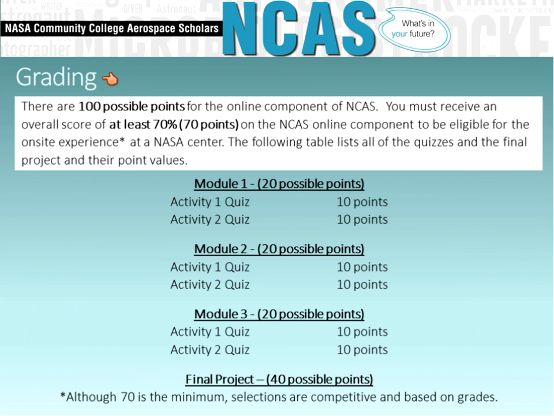Again, we talked about the grading, 100 possible points. 60 of them come from the 6 quizzes, and 40 come from the final project. You have to have a minimum of 70 to qualify for an on-site workshop. But with everybody vying for a position, the higher you get, the better you'll do. Where you can game it really well is to make sure that you make 100s on all those quizzes. That's why, with the opportunity to go back and retake them, I highly suggest doing that.